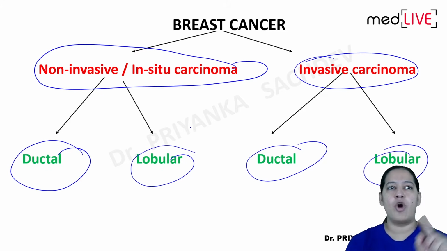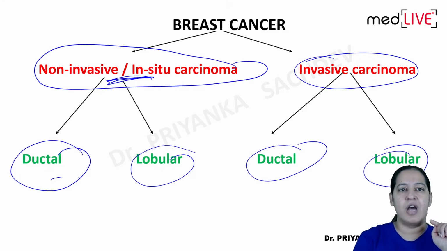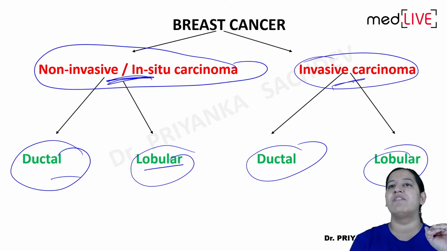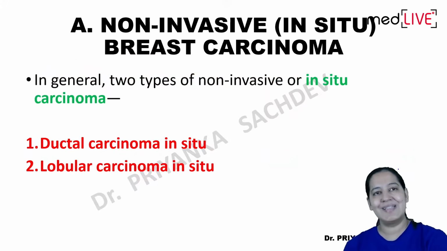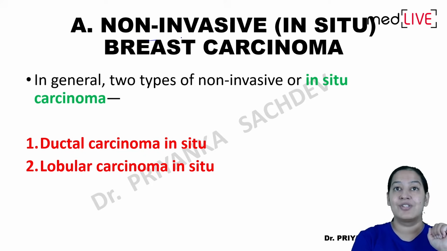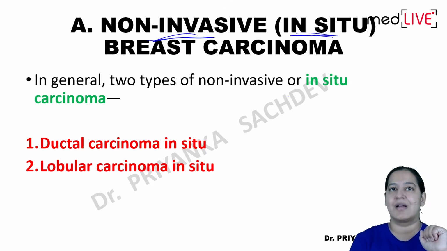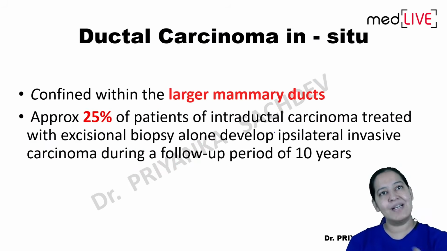So listen, first talk about non-invasive. I will teach you ductal and lobular. Then I will jump to invasive. I will teach you ductal and lobular. So let's start with non-invasive first. Non-invasive in situ breast carcinoma, as I have told you, has 2 types. So let's talk about ductal.